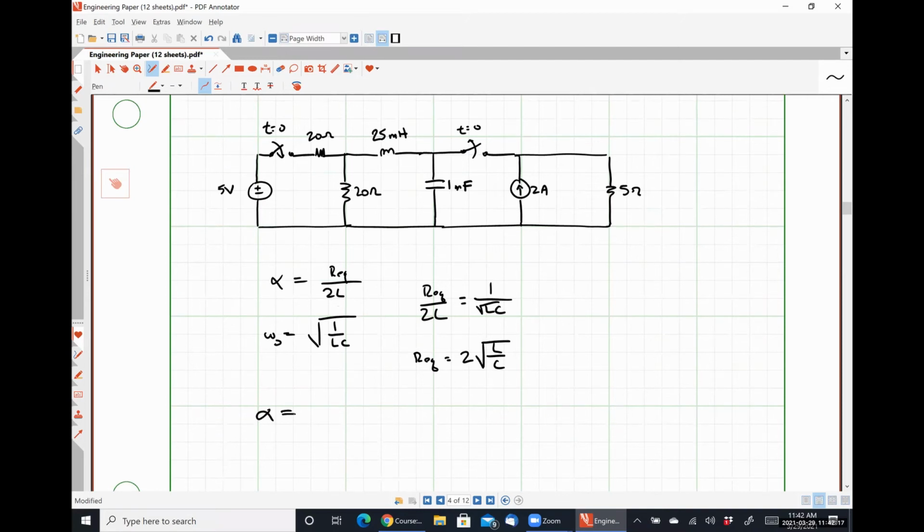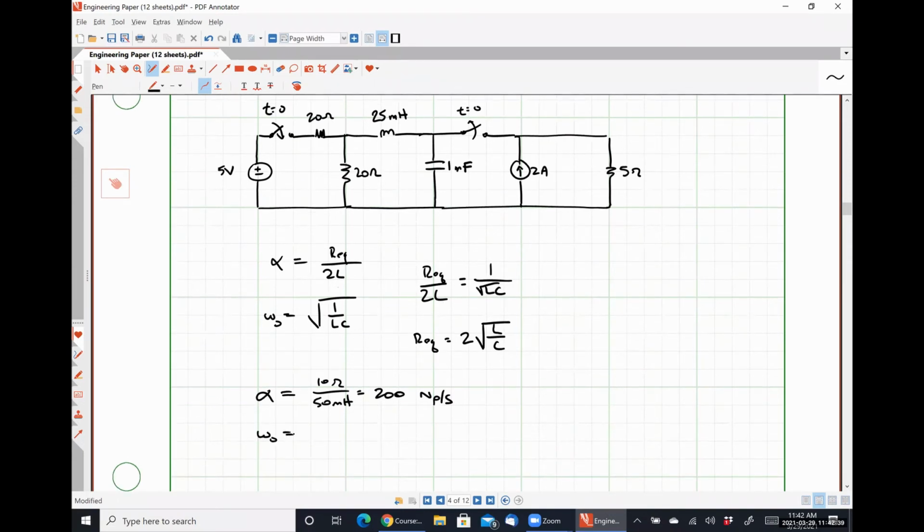So alpha is going to be 10 ohms over 50 millihenry, which is 200 amperes per second.